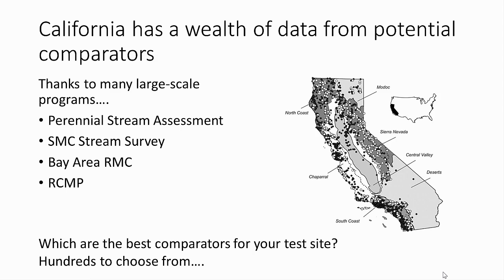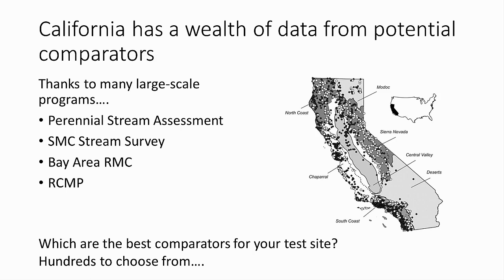But California is a different situation. We have huge data sets at our disposal. This is thanks to the PSA, the Southern California stream survey done by the SMC. We have our reference program, and the Bay Area has their own reference program, a probabilistic program that also could provide a lot of data to make causal assessments a lot more effective there. So you almost have the opposite problem. You have thousands of sites you could choose from. How do you know which ones are the best to go with?